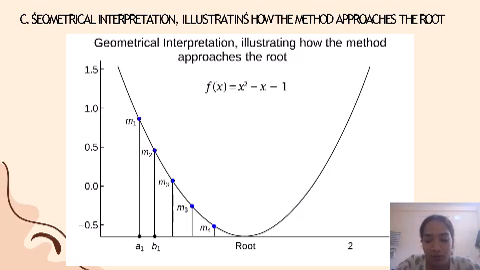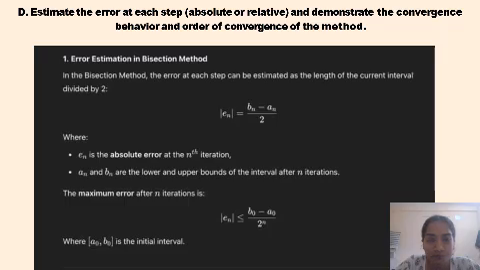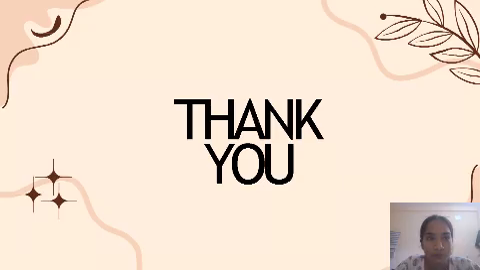Then, for the conclusion: to conclude, the bisection method is a reliable and simple method to find roots of nonlinear equations like f(x) = x² - x - 1 through repeated interval checking. We narrow down the root with guaranteed convergence.